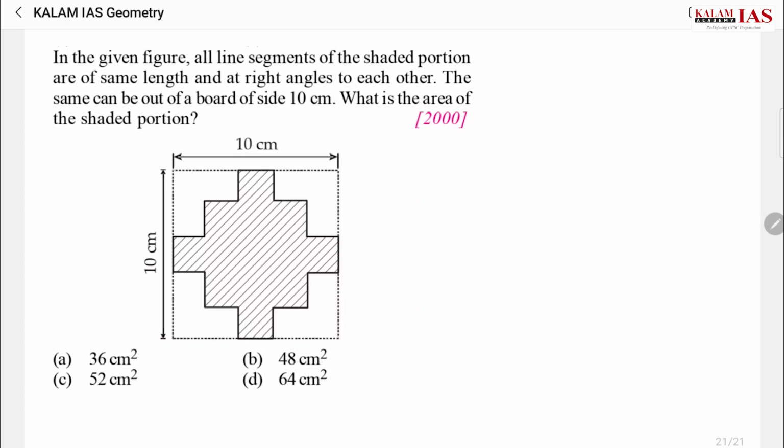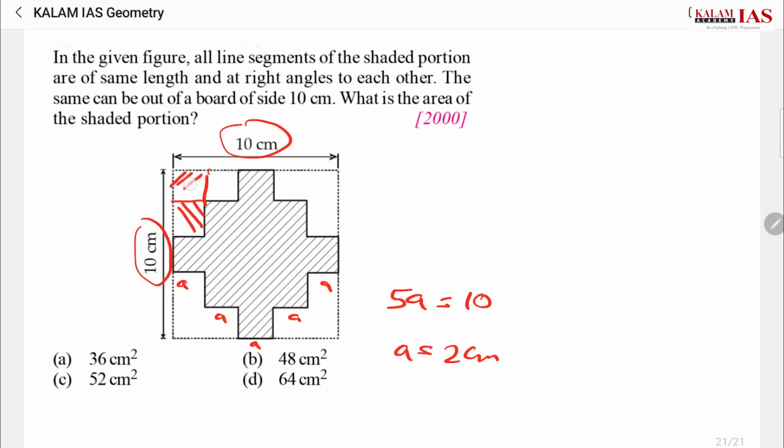In this, it is asked, we have to find the area of this shaded portion which is cut out from this square board of length 10 centimeter cross 10 centimeter. So if we see, there are 5 blocks of A. So the total 5A is equals to 10 centimeter, A equals to 2 centimeter, and each block has 3 squares: first square, second square, and third square.